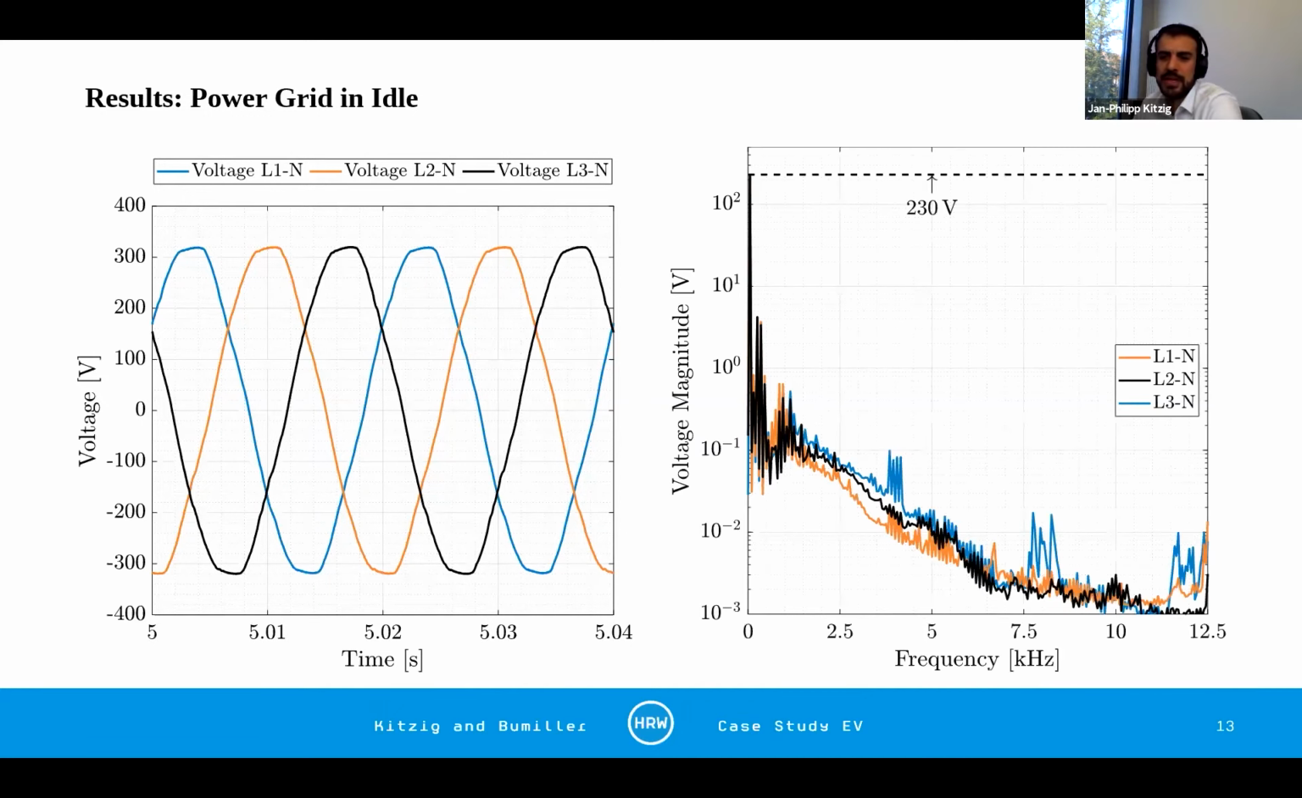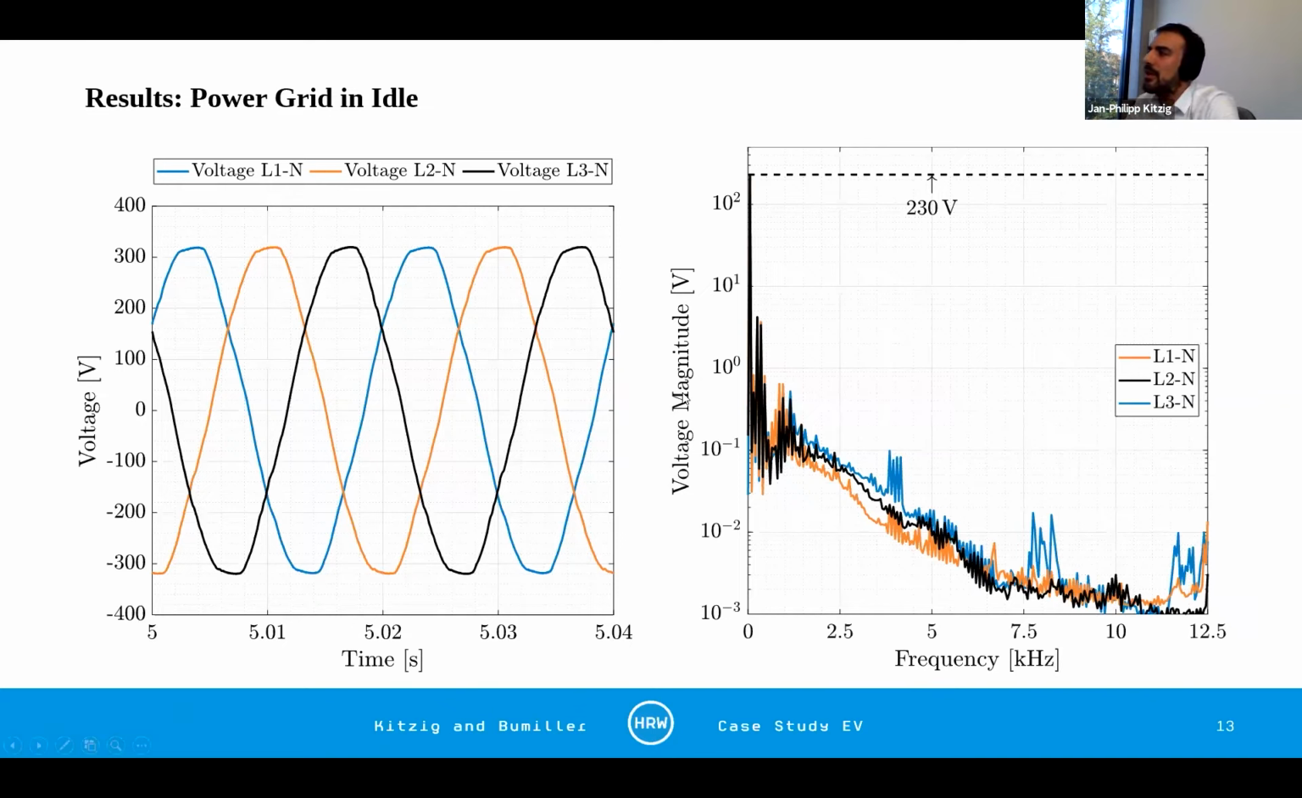But if you look into the spectrum, and in this presentation, I just cut out the spectrum from 0 to 12.5 kilohertz because that's where the music is, so to speak. We see that we do not have any oscillations at 10 kilohertz. So there are no noise emissions at this frequency range, and we see we have something at the L3 to neutral voltage at around 4 kilohertz.